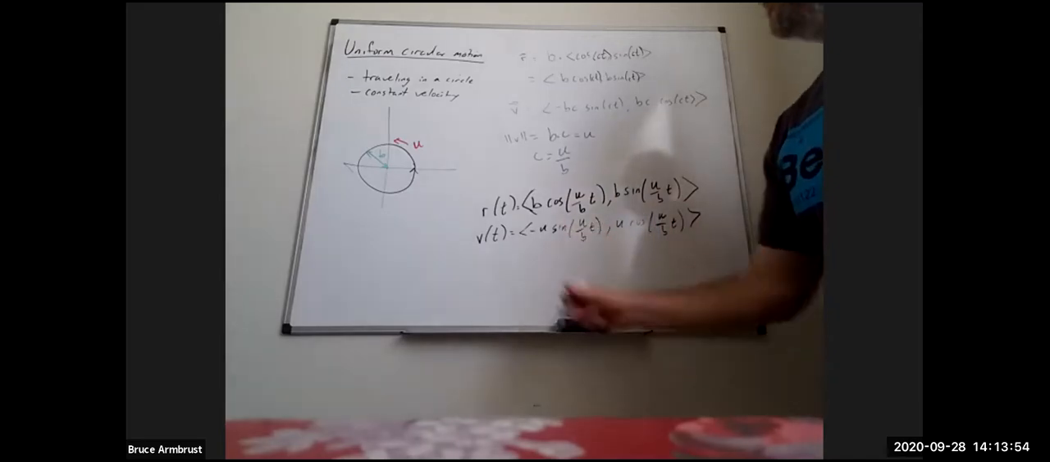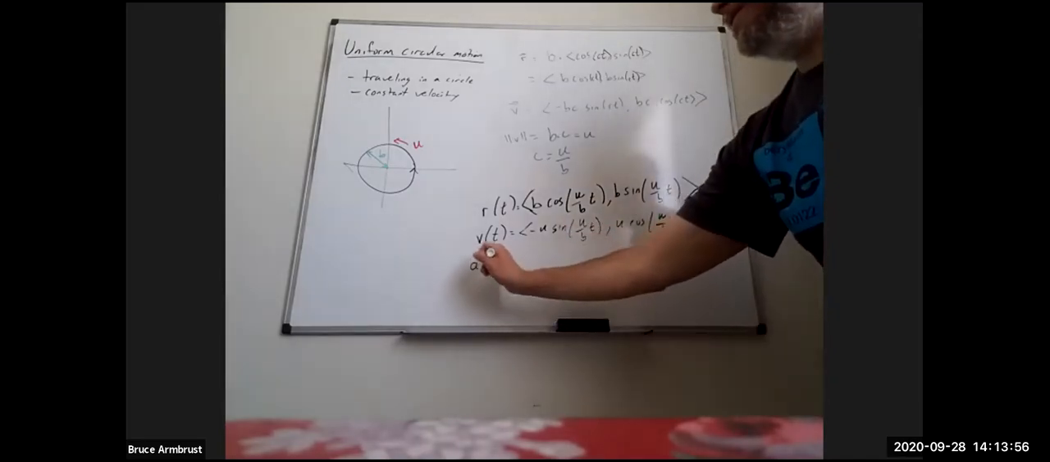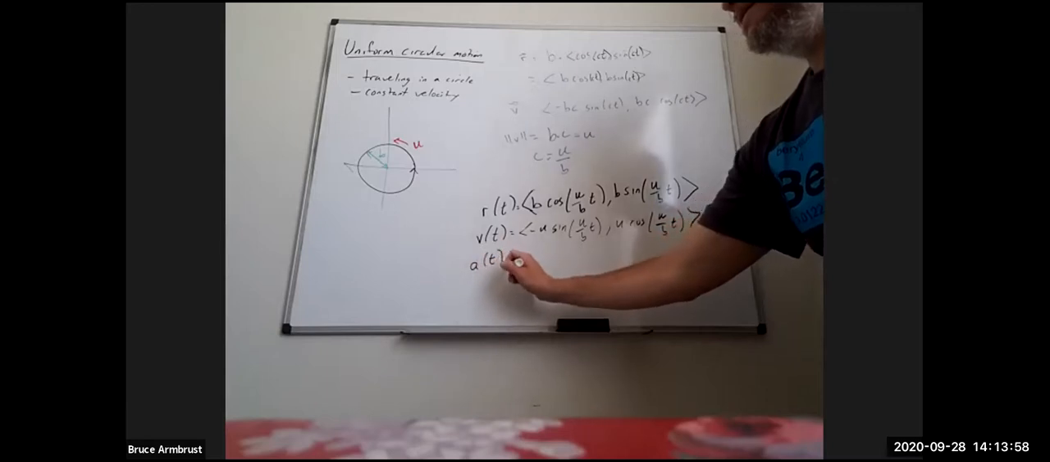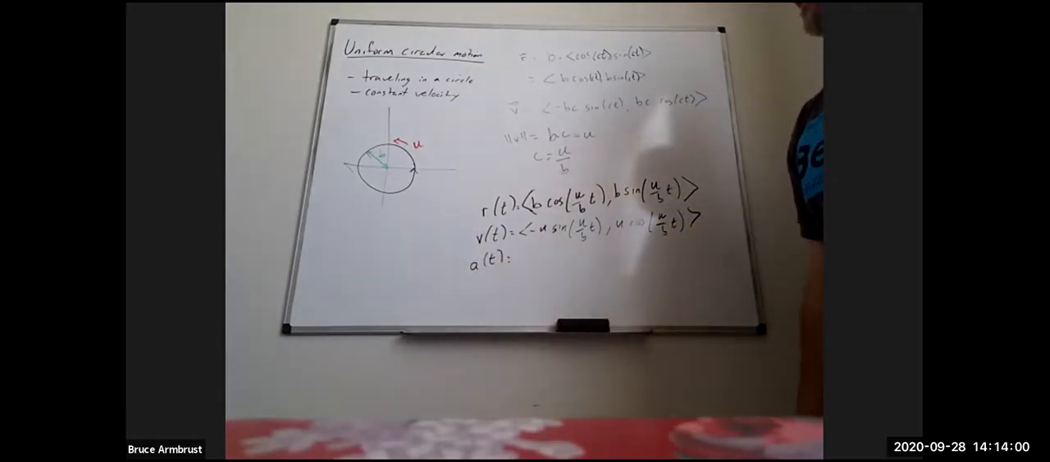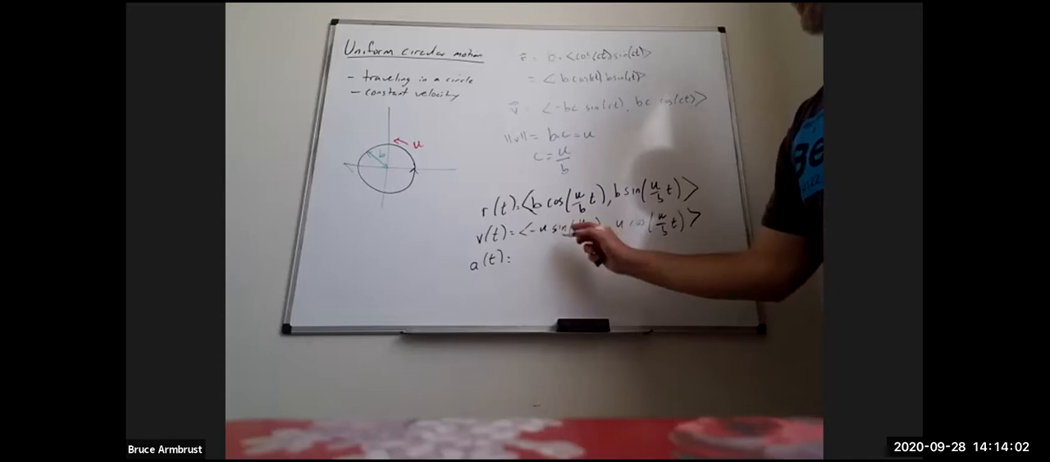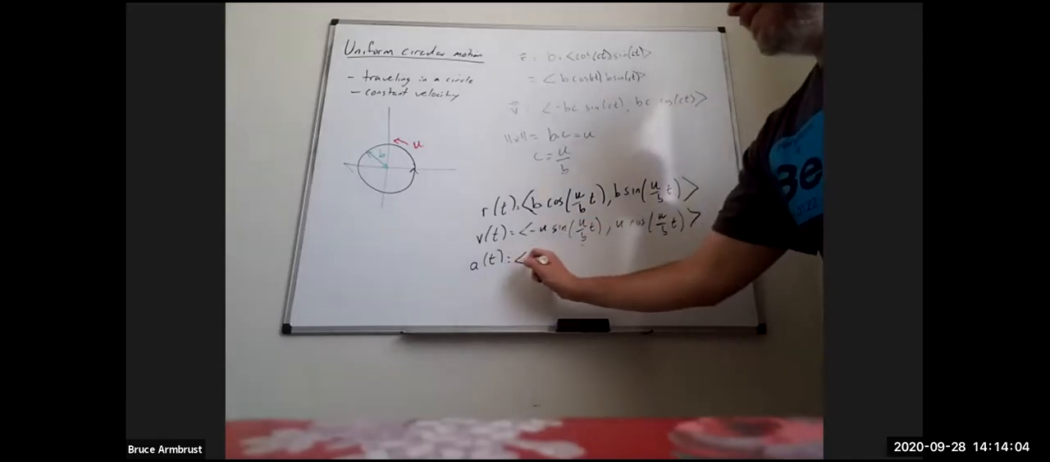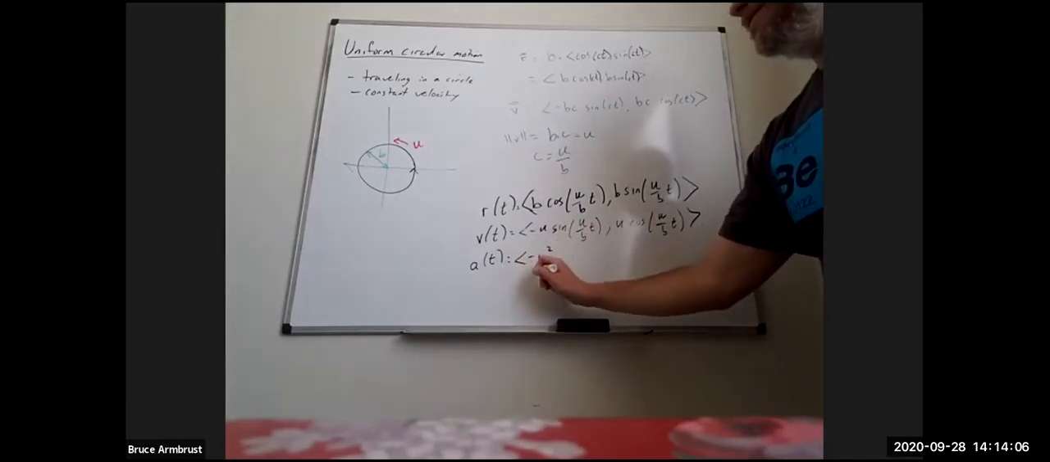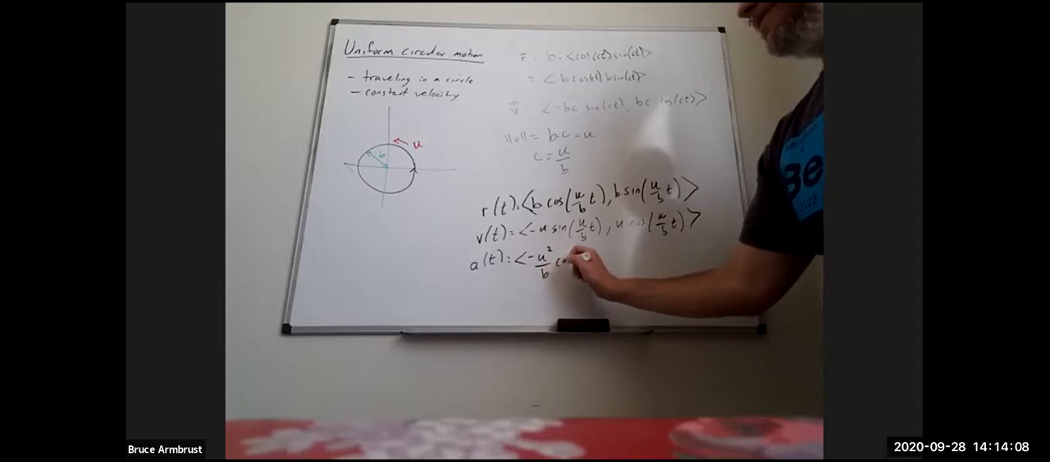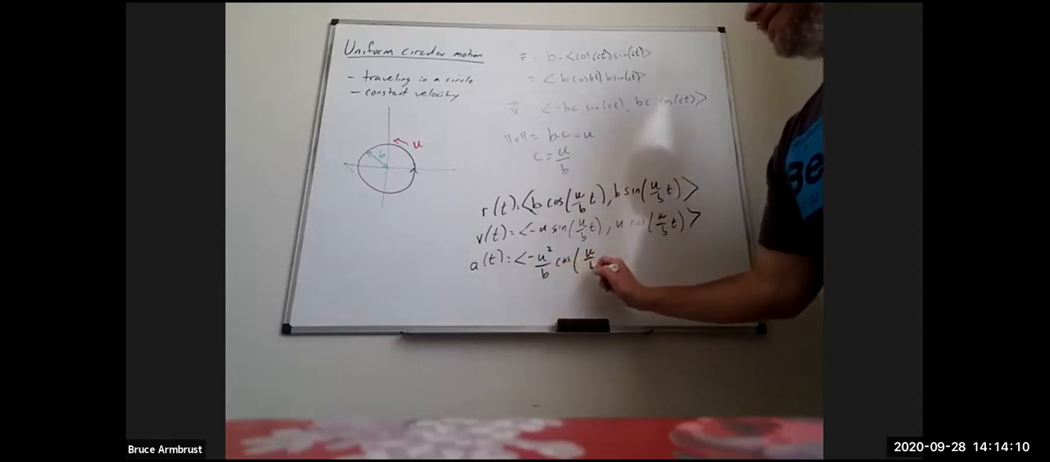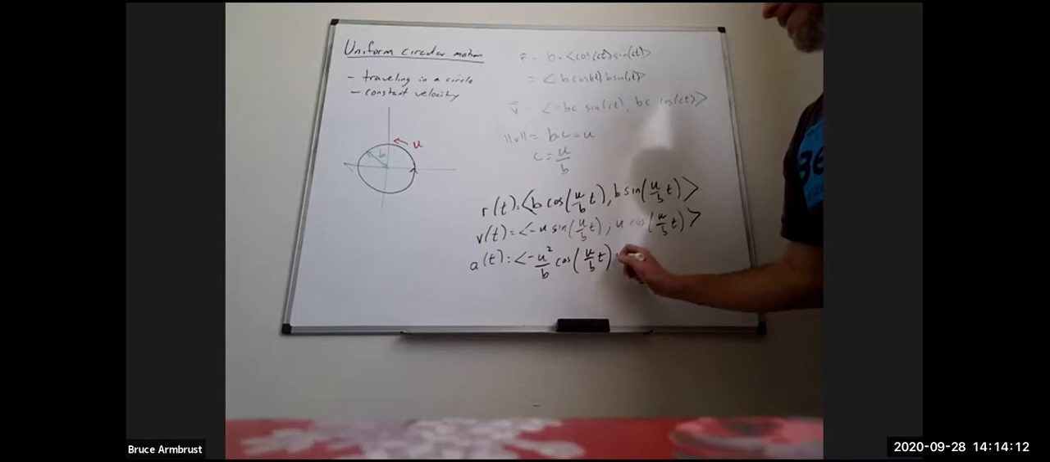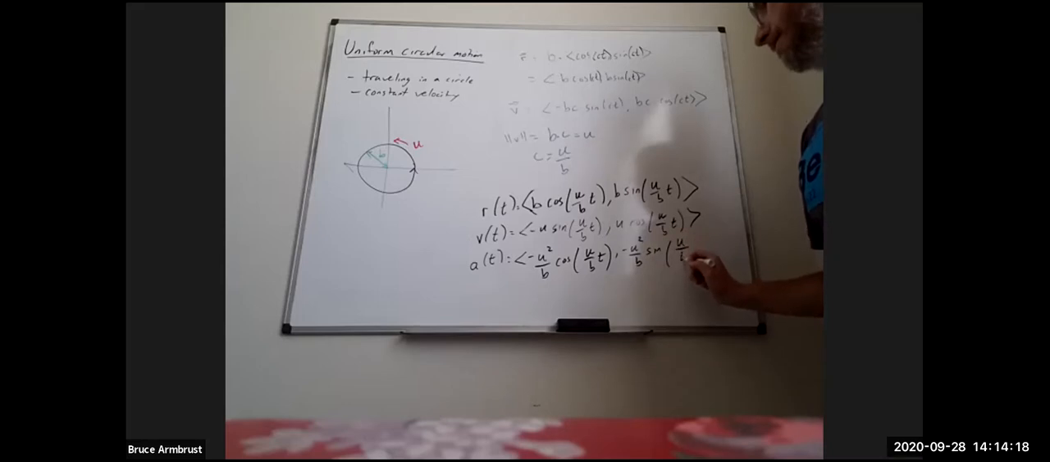But now that we've got that velocity, let's get our acceleration. If we differentiate one more time, we're going to get minus u squared over b times the cosine of u over b times t, and minus u squared over b times the sine of u over b times t.